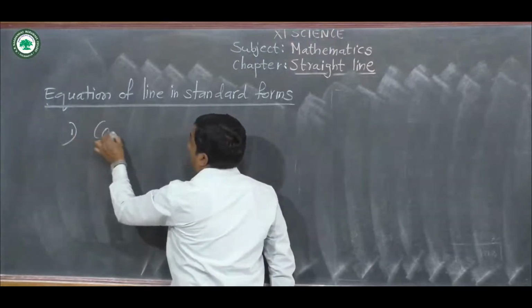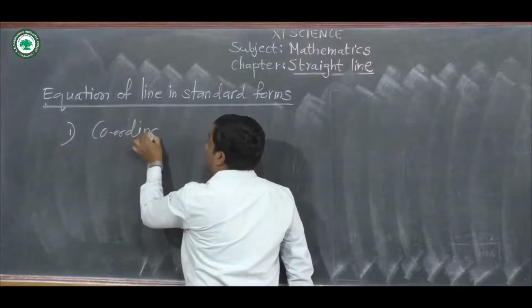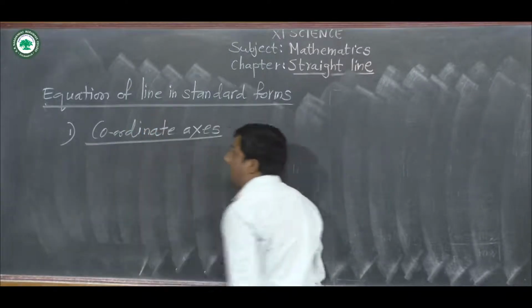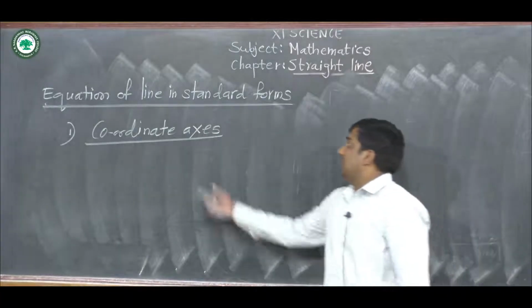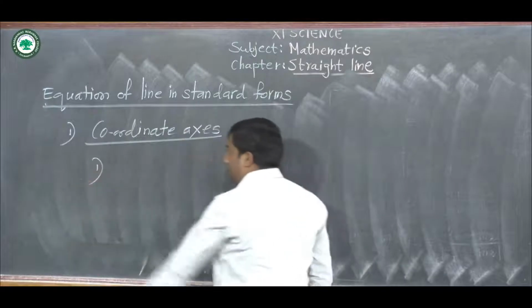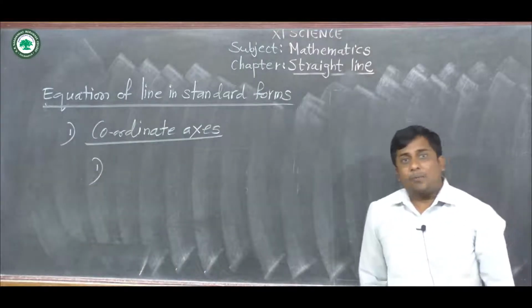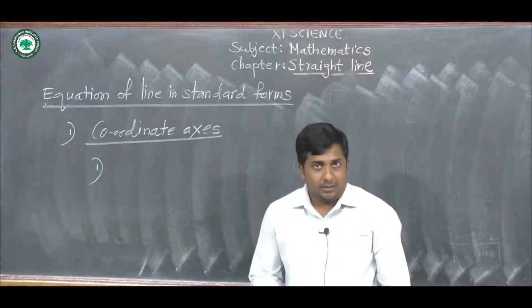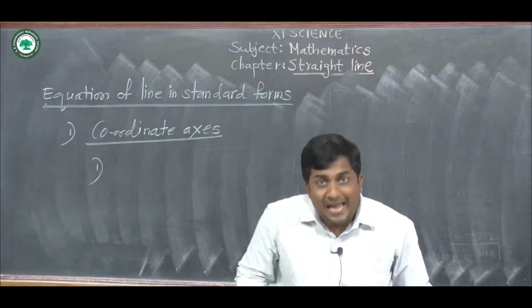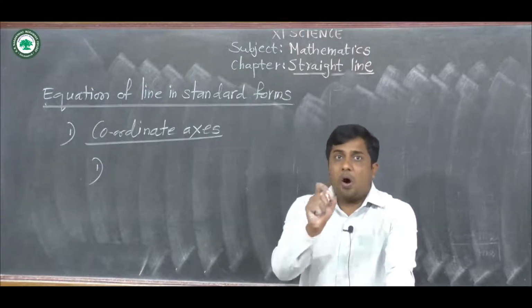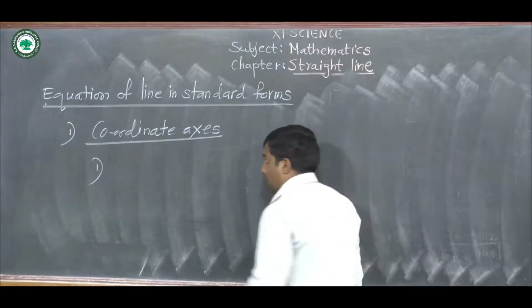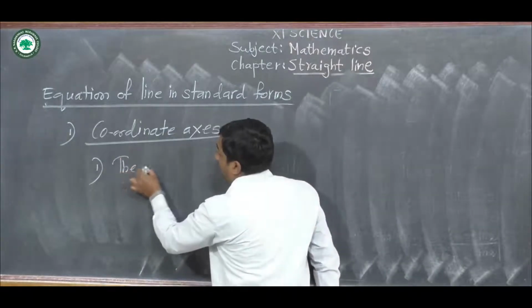Here we consider coordinate axis. That is, we find the equation of a line which is on the coordinate axis. Remember, first, the equation of the x-axis. If the line is on the x-axis, then the equation of the x-axis is always y is equal to 0.